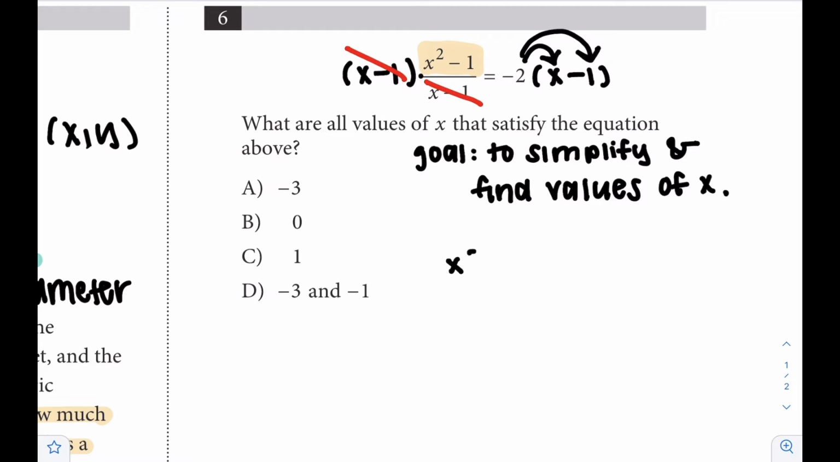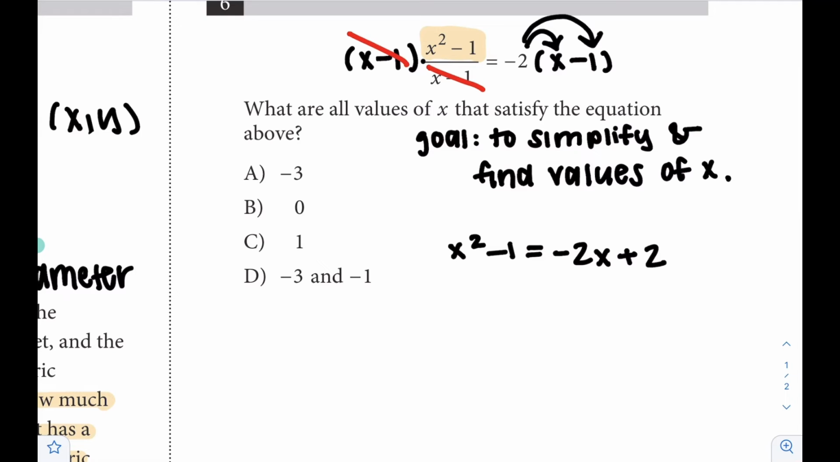So let's rewrite this so that it's a little bit cleaner. So we have x squared minus 1 because we canceled out our x minus 1 on the bottom by multiplying it by x minus 1. And we have negative 2x because we're distributing the negative 2 times x. And then we also have to distribute negative 2 times negative 1, which is positive 2. So don't let that confuse you. This is not negative 2, it's positive because 2 negative numbers multiplied together makes a positive number. Okay, so now we have x squared minus 1 equals negative 2x plus 2.